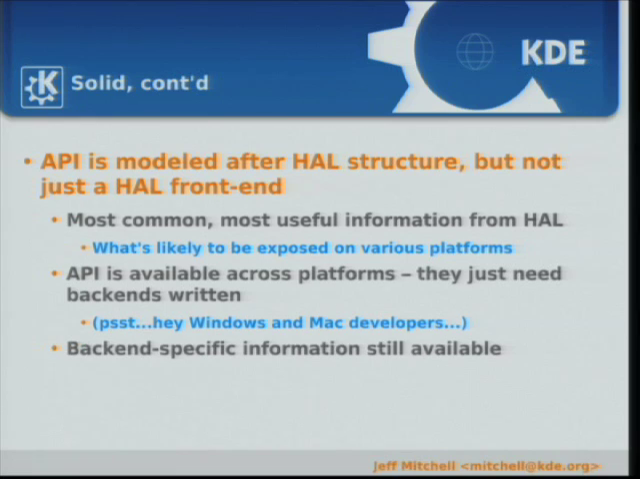So the API is modeled after the HAL structure because that's what was available in the free software world, but it's not just a HAL front end. The most common, most useful information is there, which makes sense, and the information is likely to be available on all platforms. So if you have a hard drive partition, then the mount point, or the drive letter if you're on Windows, that's likely to be available on all platforms. But certain things, like does it support SMART, which I know is on all platforms, but maybe at some point Linux couldn't support it and Windows could, so it doesn't make too much sense. The API is available across platforms.